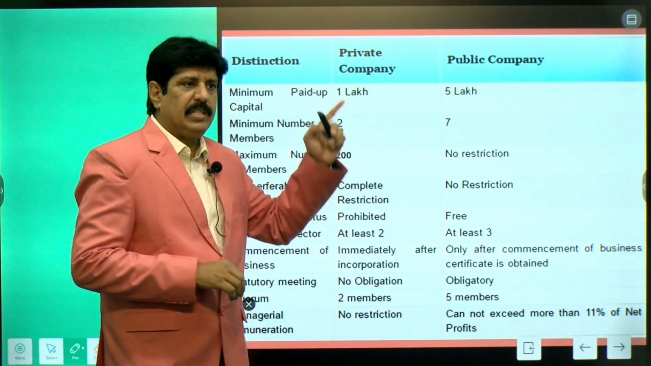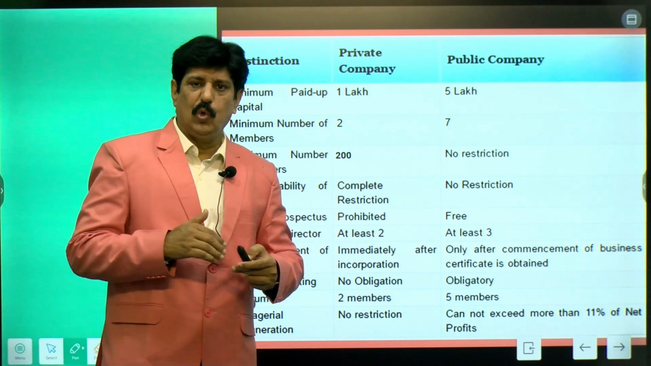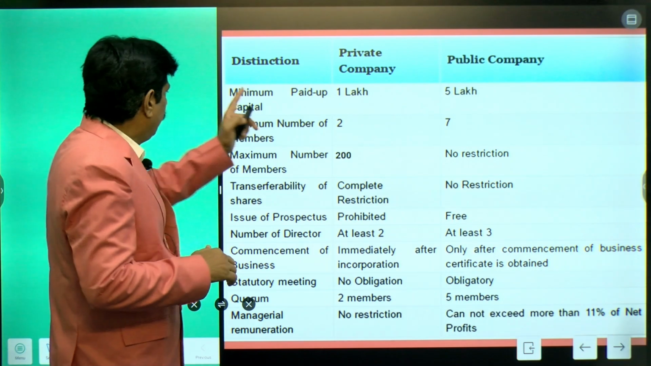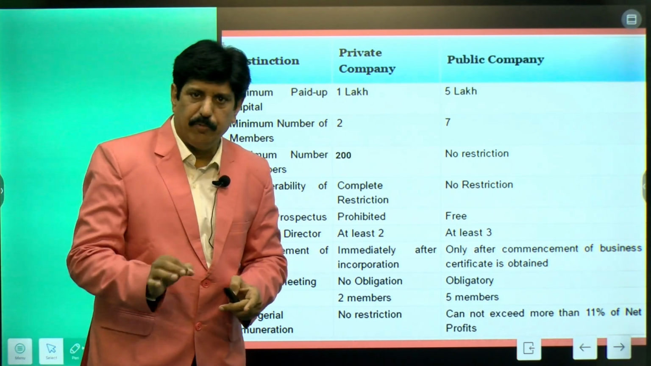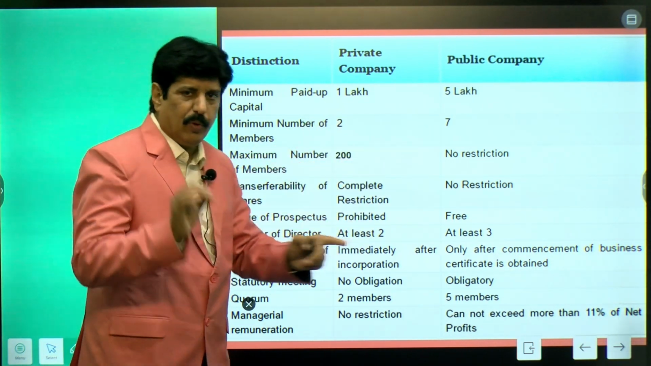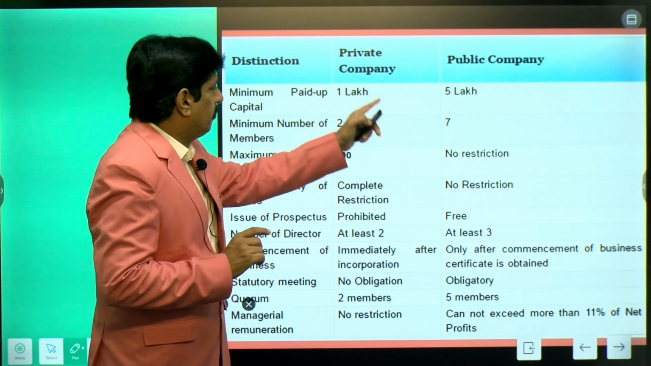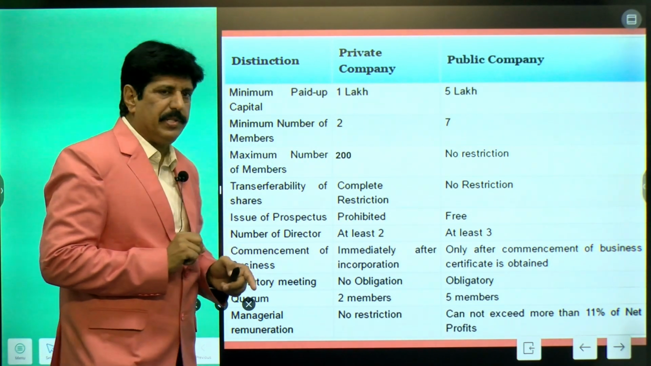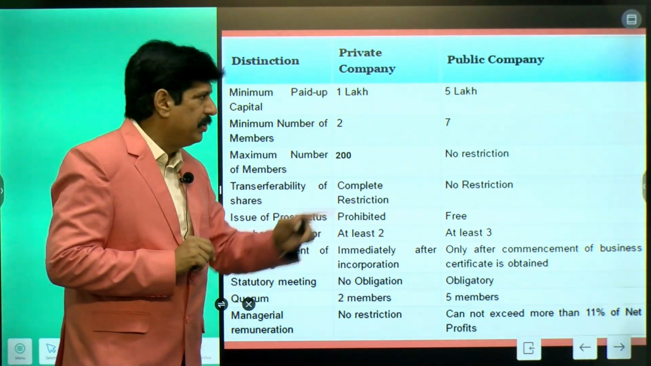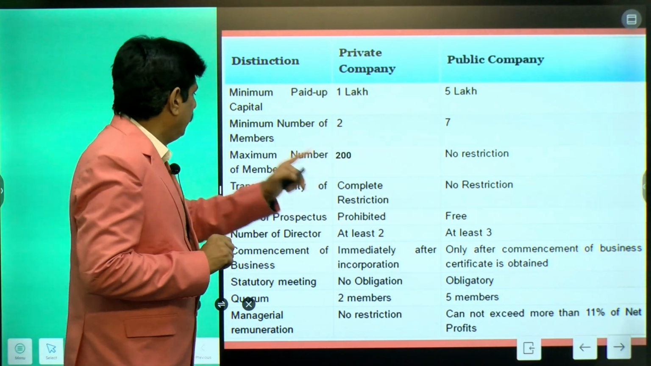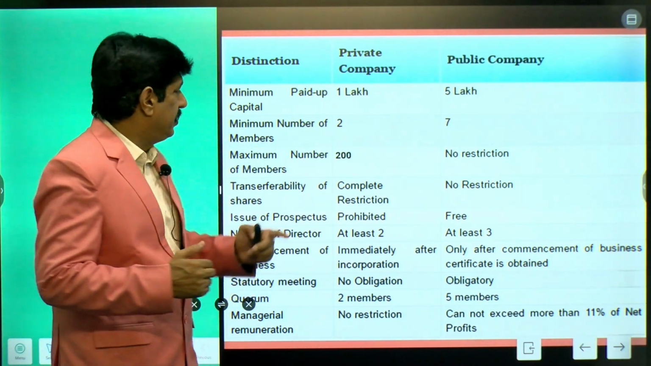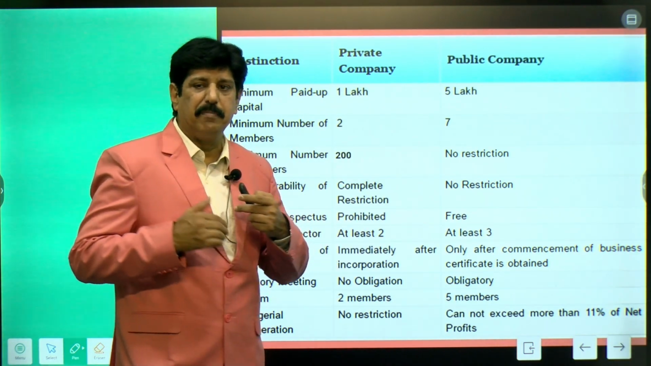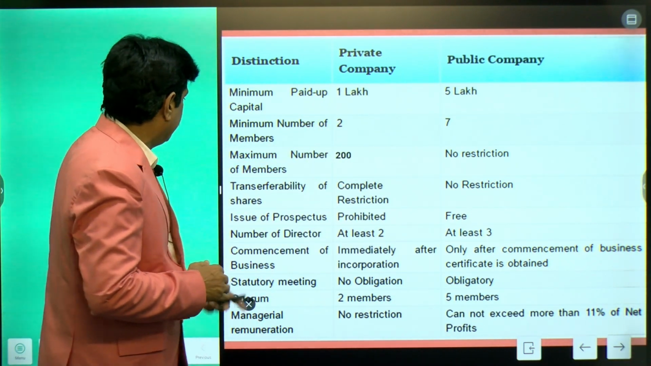Now, just have a glance. What are the issues so far discussed? One by one, private company and the public company. The first aspect, minimum paid up capital requirement. Private company: 1 lakh minimum capital is required, and the public company: 5 lakhs minimum capital is required. Minimum number of members: if it is a private company, 2 members; if it is a public company, 7 members. When it comes to the maximum numbers, if it is a private company, 200; there is no restriction regarding maximum numbers for the public company.